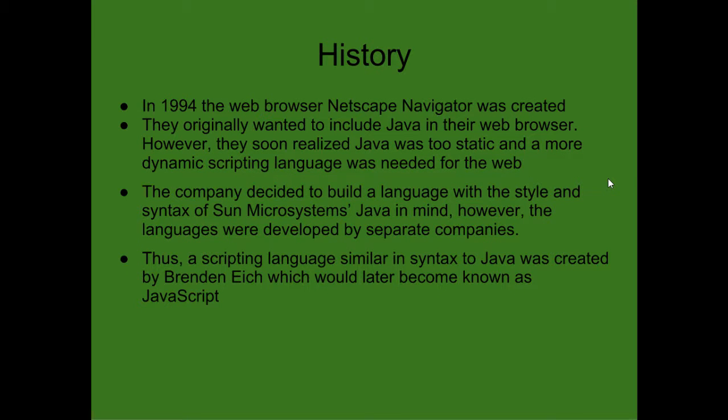Let's start with the history of JavaScript. In 1994, the company Netscape created a web browser called Navigator. Originally, they wanted to include Java in their browser, but they soon realized Java was too static for their needs, and a more dynamic scripting language was needed. So they decided to build a language with the style and syntax of Sun Microsystems Java in mind. Brendan Eich was hired by the company, and he created JavaScript.